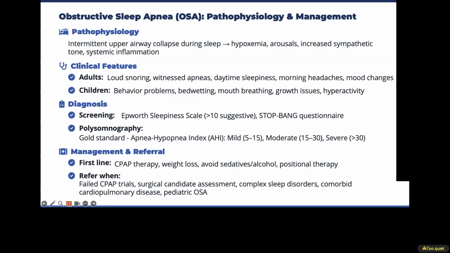In children, the picture's a bit different. So you may notice things like hyperactivity, poor school performance, bedwetting, and mouth breathing. Many get misdiagnosed actually with ADHD when the real issue is this obstructive sleep apnea. So you want to make sure this is dealt with. The problem is good luck trying to get a school-aged person to wear their CPAP mask. I can't even get adults to do it.